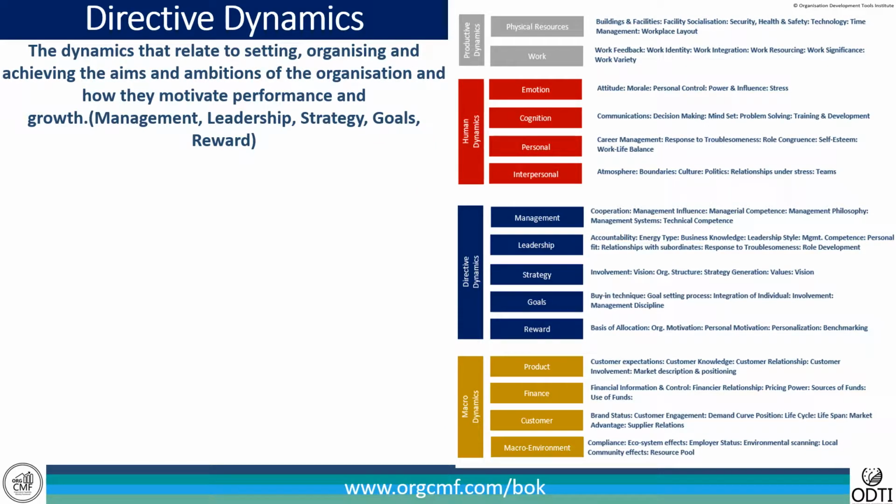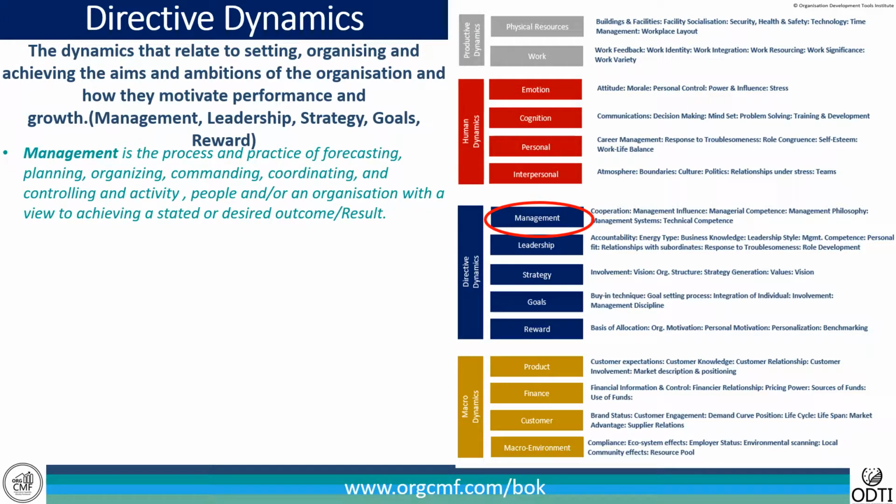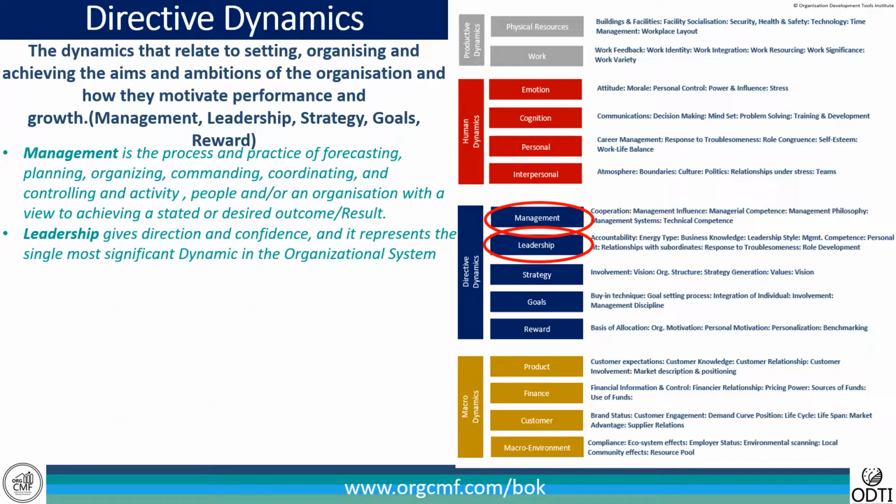We now look at the directive dynamics. These are the dynamics that relate to setting, organizing, and achieving the aims and ambitions of the organization, and how they motivate performance and growth. The management dynamic is about planning, organizing, controlling people and resources in a way that achieves the highest levels of performance in line with goals and the key performance indicators. Whereas the leadership dynamic is about the provision of inspiration, motivation, direction, and confidence to individuals, teams, projects, functions, the organization, and to external stakeholders.